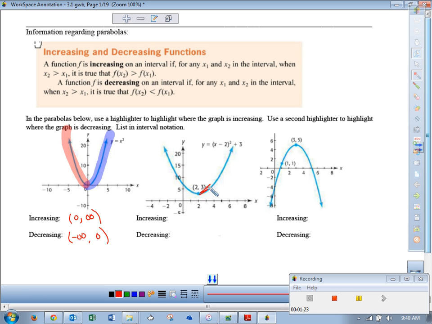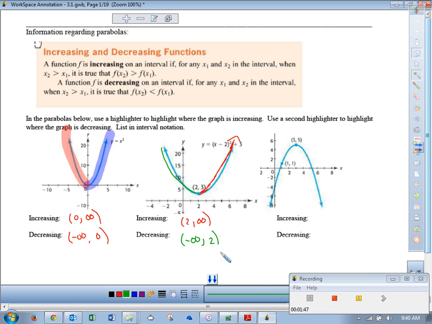Where's he increasing? Wouldn't that be here, where that thing's going up from left to right? They went ahead and listed that cool ordered pair for us, and it's all about the x values, right? So from 2 to infinity. 2 doesn't count. The vertex never counts in these puppies. And then where's he decreasing at? That'd be here, from negative infinity to 2 not included.